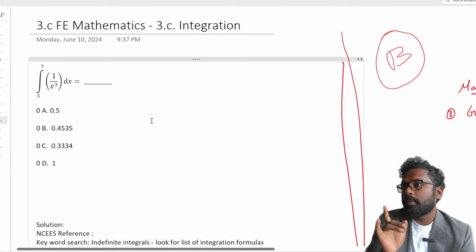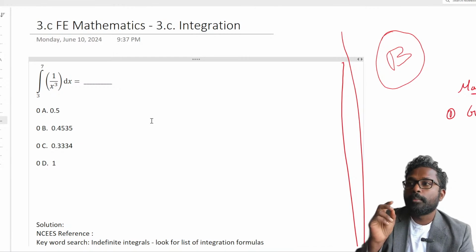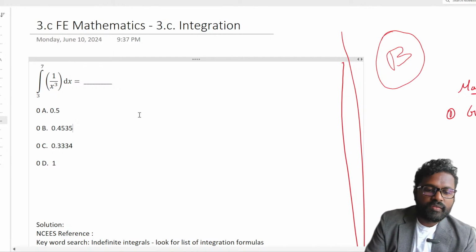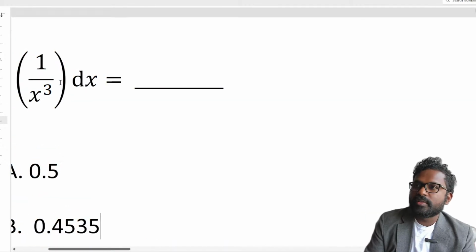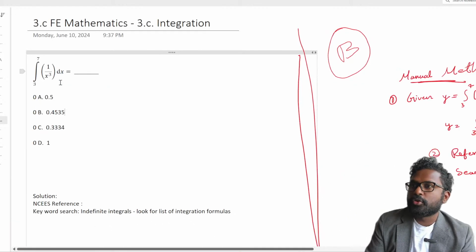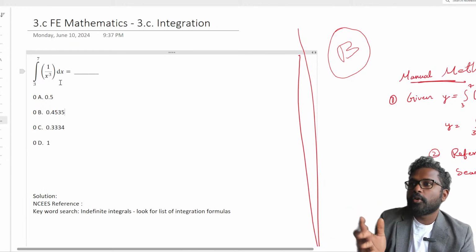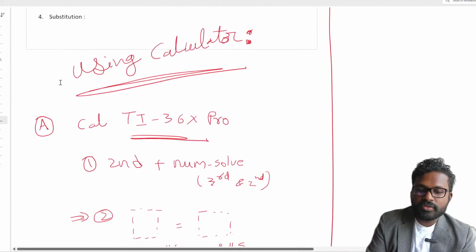To make sure you score problems like this, always practice solving problems with the manual method, because very easily the question can be something else and you might not be able to solve it with your calculator. It can be lengthy, it can have too many limits, and you might not be able to solve it in your exam. So just practice doing that.